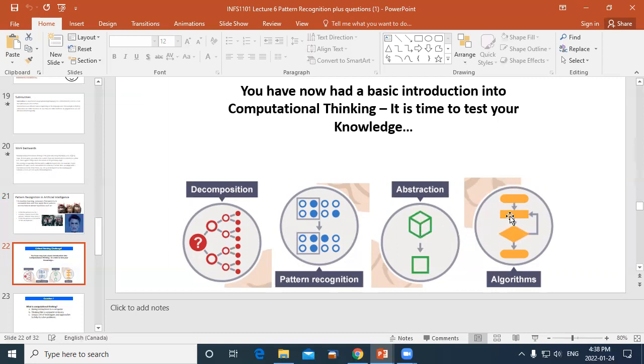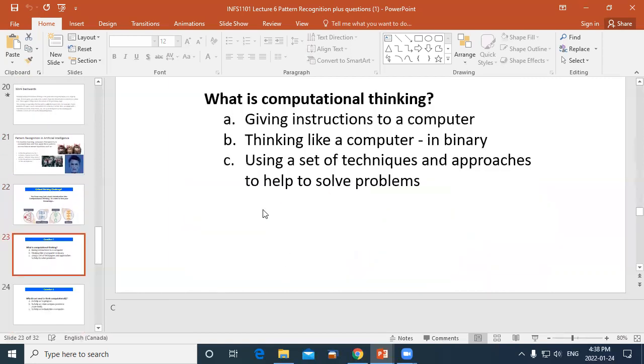Algorithm is your recipe for cooking something, right? That would be step by step. I like that. Step by step. All right, so here's some questions. You answer the questions and then we'll go.